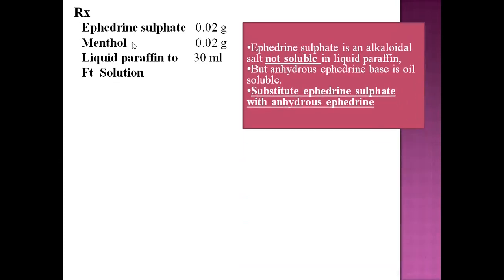Another example of physical unintentional incompatibility, insolubility: ephedrine sulfate 0.02 grams, menthol 0.02 grams, liquid paraffin to 30 milliliters, and make a solution. Okay, so if you can see here, the vehicle is liquid paraffin. Liquid paraffin is an oily vehicle, and ephedrine sulfate is an alkaloidal salt. So salts are not normally soluble in oil, and this product cannot be a solution. In order to make it a solution, you just have to replace ephedrine sulfate with ephedrine, anhydrous ephedrine.